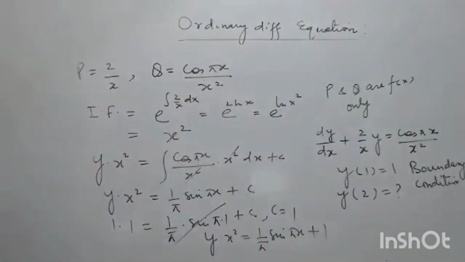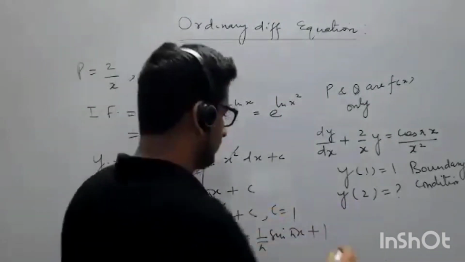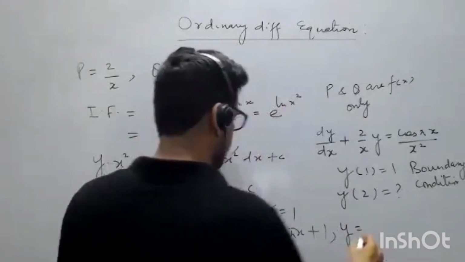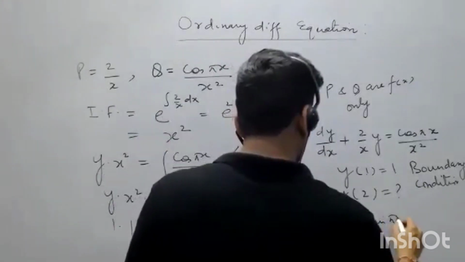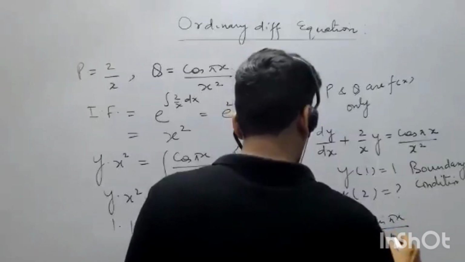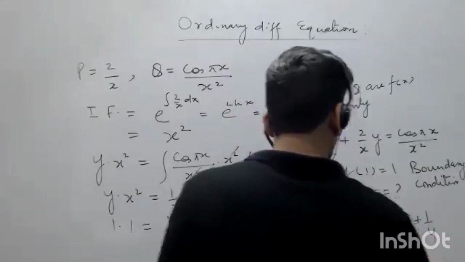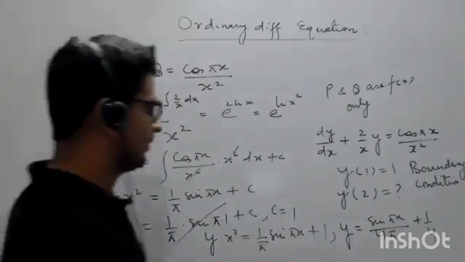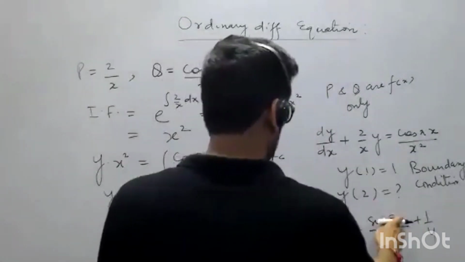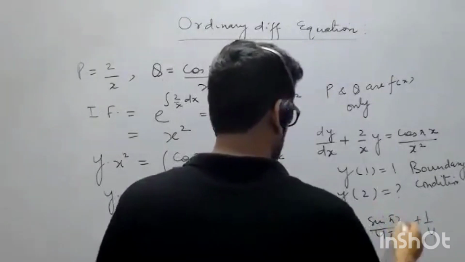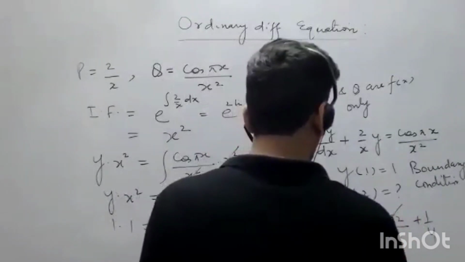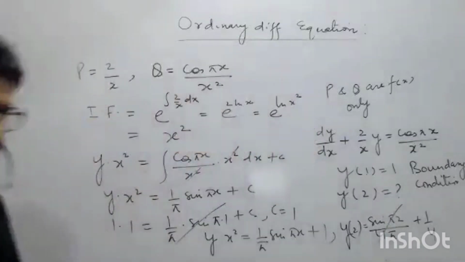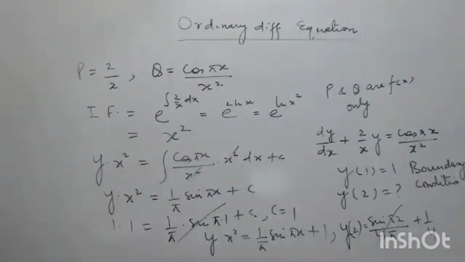This is the solution, and they have asked the value at x equal to 2, so y will become sine of pi x over 4 pi plus 1 by 4. Sorry, the value of x is 2, so it is sine of 2 pi, so this will be 0, so the value of y(2) will come out to be 1 by 4. Check this.